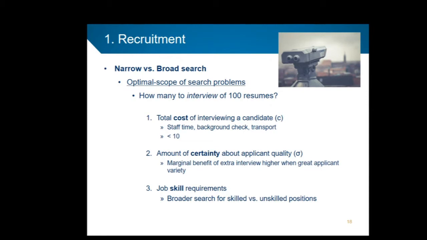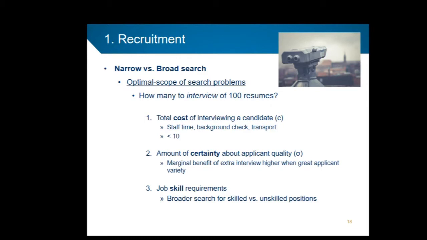The third parameter depends on our skill requirements. Now, organizations typically search broader for higher skill jobs than they do for lower skill jobs. And this has two simple reasons. So first, high skill jobs already pose a constraint on the size of the pool. For example, if we look for a medical doctor, then we need at least a medical degree. So we're only searching in the narrow pool of people with a medical degree.